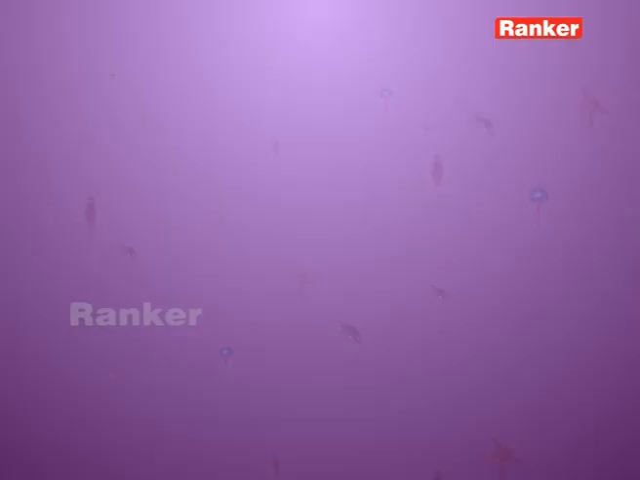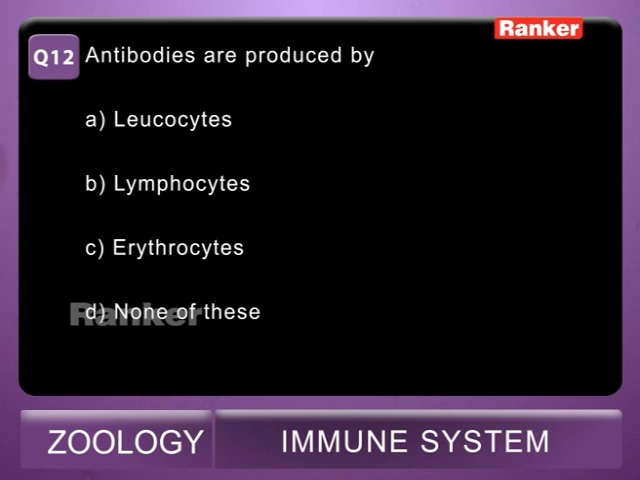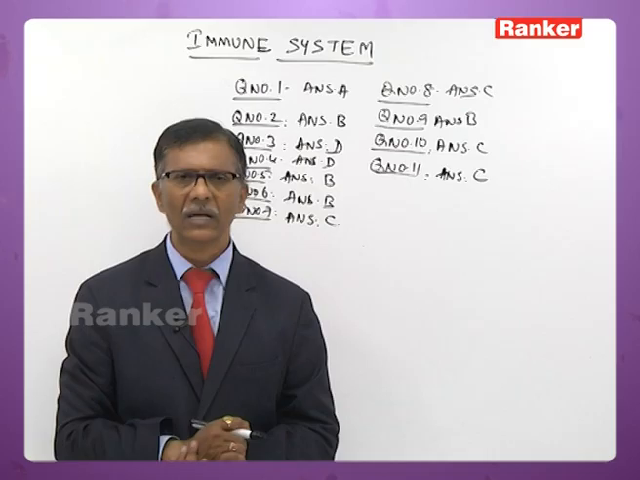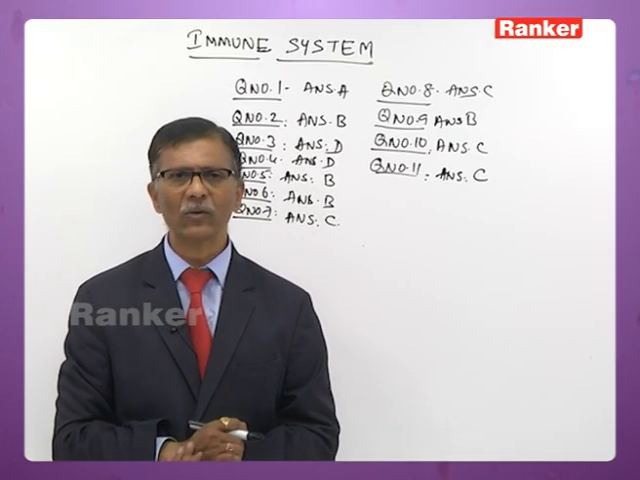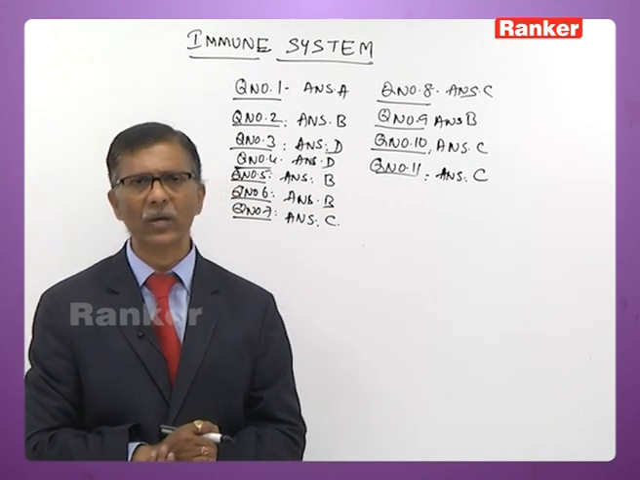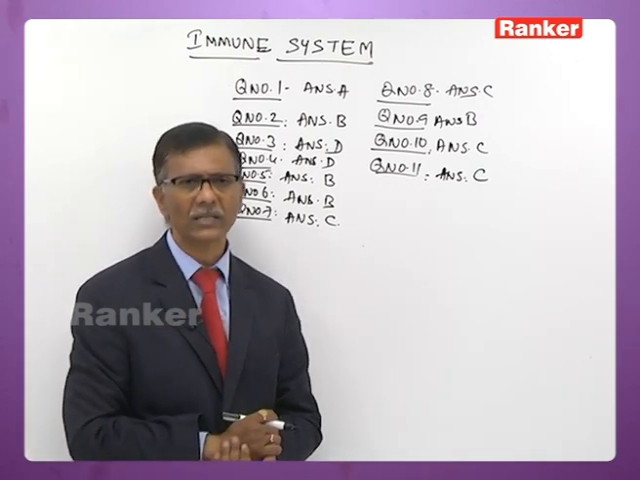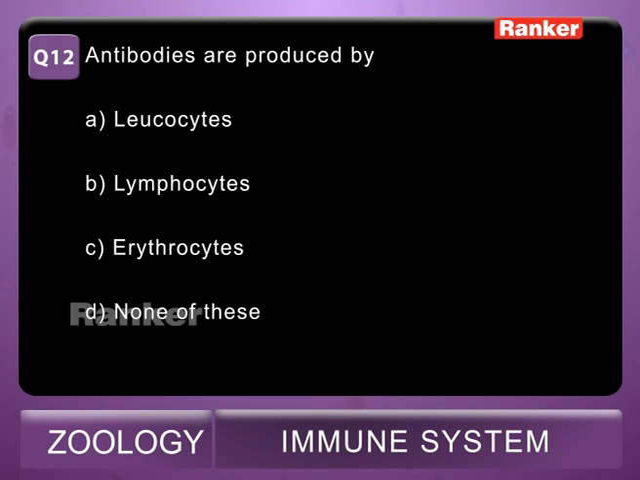Now, question number 12, antibodies are produced by A. leukocytes, B. lymphocytes, C. erythrocytes, D. none of these. Mostly B lymphocytes synthesize antibodies, bone marrow induced lymphocytes synthesize antibodies. So, 12th question answer is B.